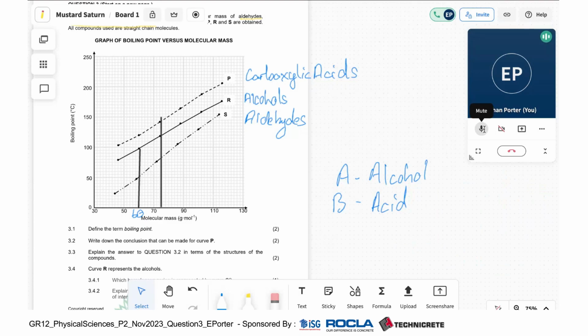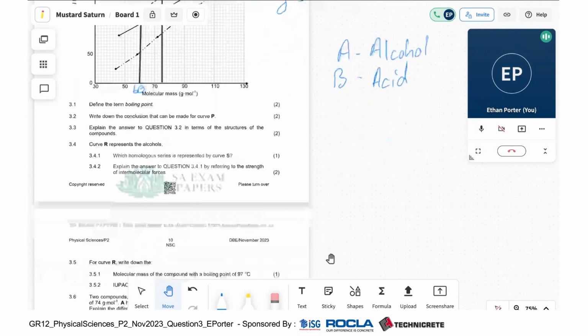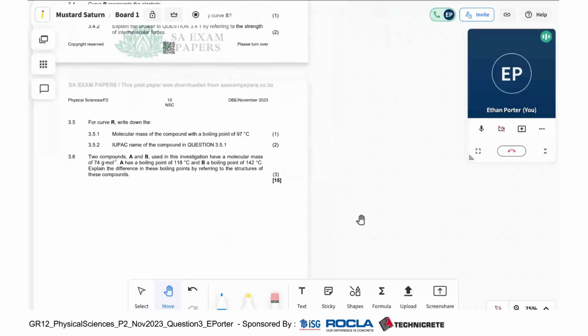Alcohols do have London forces and dipole-dipole forces as well, but they only have one hydrogen bonding site between the molecules. So that's how you reach the conclusion that intermolecular forces in carboxylic acids are stronger and more energy is needed to overcome them, hence the higher boiling point. And that answers the question. So with that, that concludes question 3.